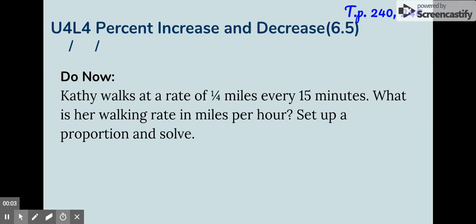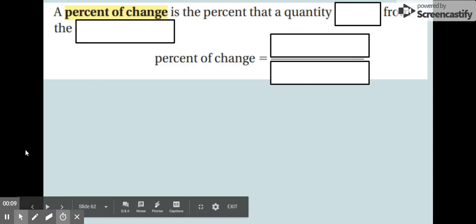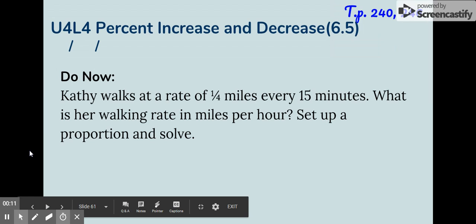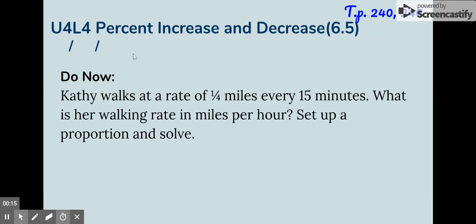We're going to learn about percent increase or decrease today. So it's basically percent change. Before we start, let's go over the do now. So let's just write a ratio first.